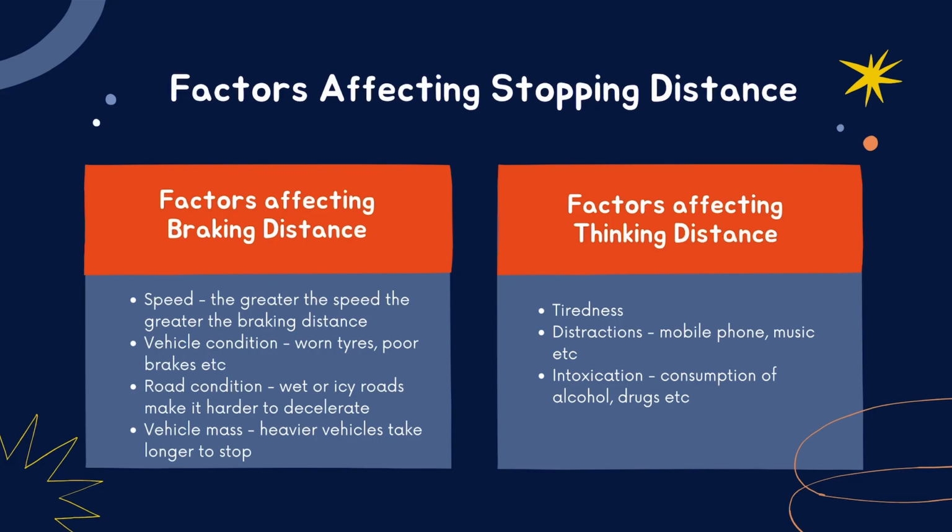And we'll just have a little look at the factors affecting stopping distance. So the main factor affecting the braking distance of a car is its speed. The greater the speed, the greater the braking distance. There are also some additional factors which affect the braking distance, such as the vehicle condition, for example, worn tyres and poor brakes. This will affect how smoothly and quickly the car can brake.